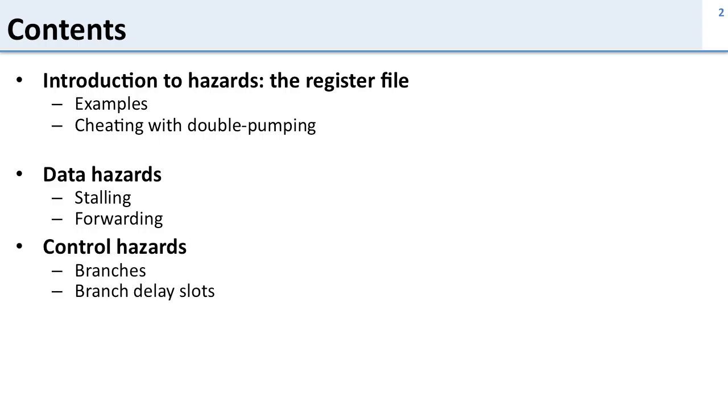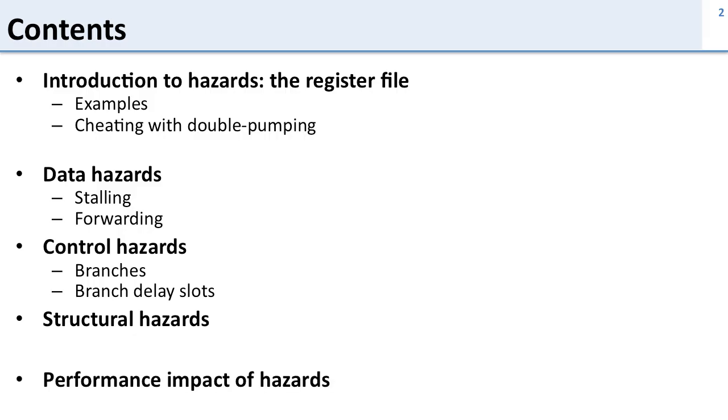We're then going to talk about control hazards, and that is how do hazards show up with branches, and the branch delay slot that's the result of this in MIPS. We're going to talk some about structural hazards and how those are solved in the pipeline that we've already seen. And then we're going to spend some time talking about the performance impact of hazards. And this is where we're going to get back to all the times I mentioned in the last lecture about how pipelines are great if you can keep the pipeline full. And we'll see some of the reasons why it's hard to keep the pipeline full.